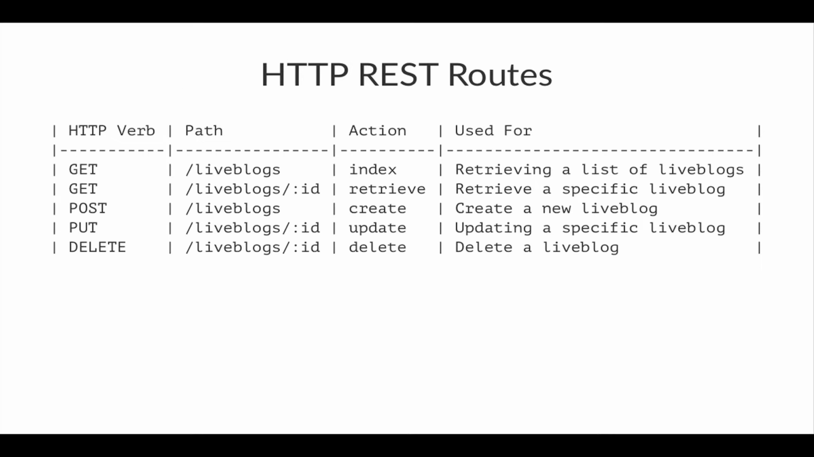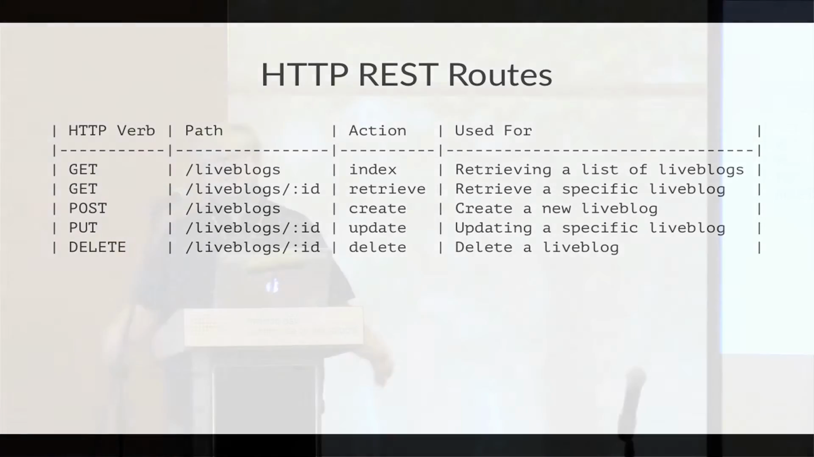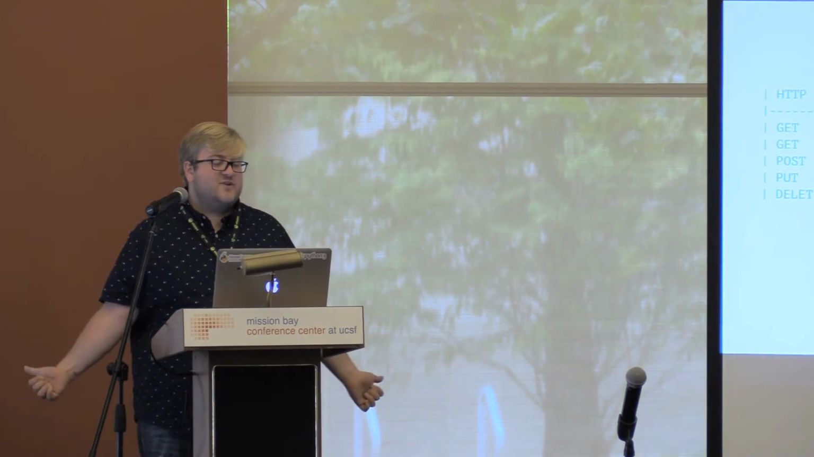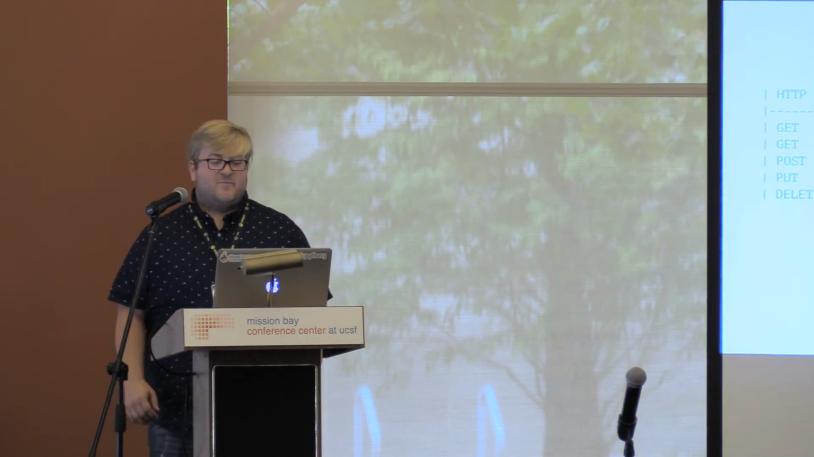So the next thing is going to be looking at the HTTP routes. Hopefully this is familiar for most of you, the standard API table, as I like to think of it. If we look at the third column, the action column, we have index, retrieve, create, update, and delete. This should be what you're all familiar with when you're thinking of what a REST HTTP endpoint does. This is the standard set of operations.